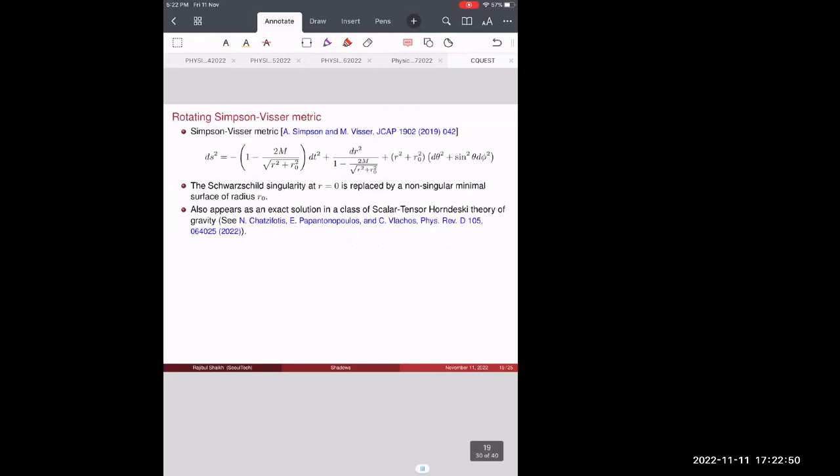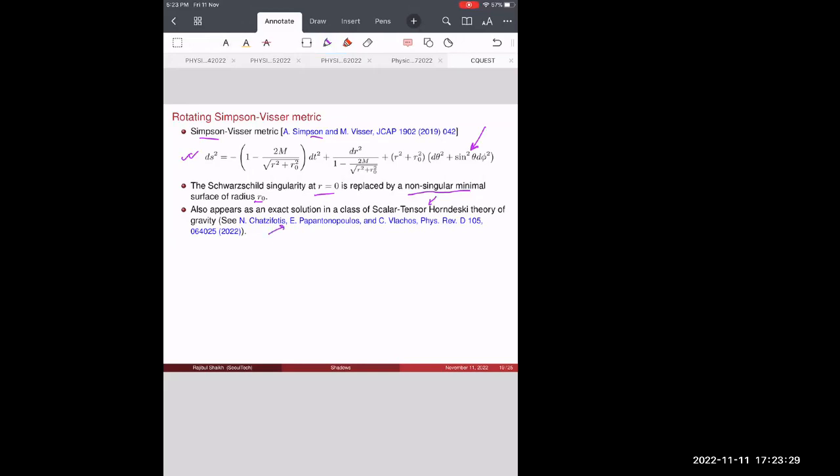The last example we consider is the rotating Simpson-Visser metric, and the Simpson-Visser metric is given by this. It is constructed in this paper by Simpson and Visser by replacing the r equal to 0 singularity by a non-singular minimal surface of radius R0. It can be shown that this space-time can be found as an exact solution in a class of scalar-tensor Horndeski theory of gravity. For details, look at this paper.